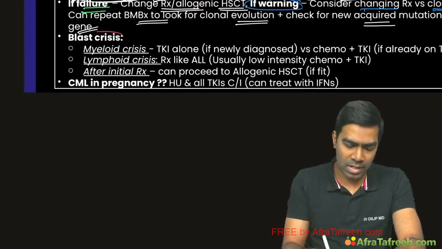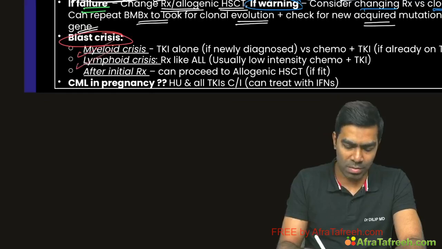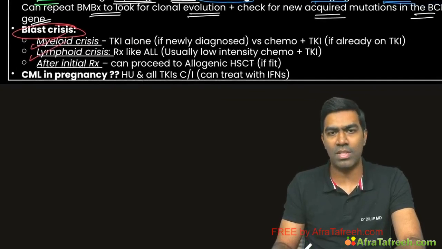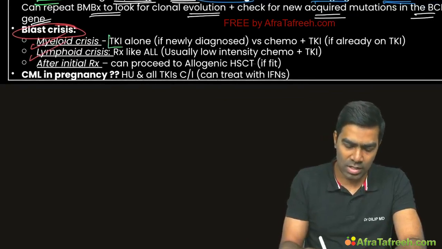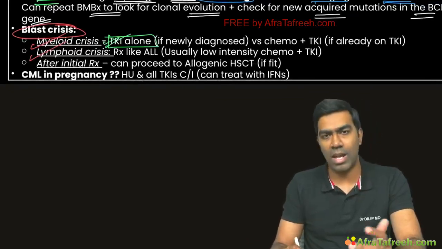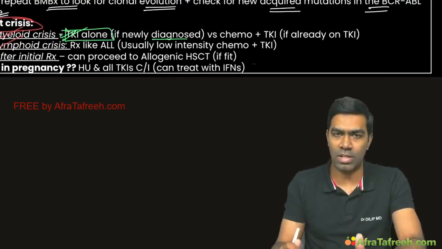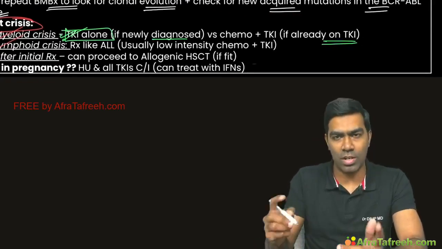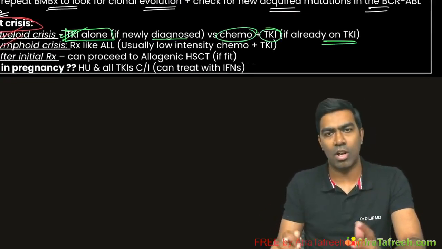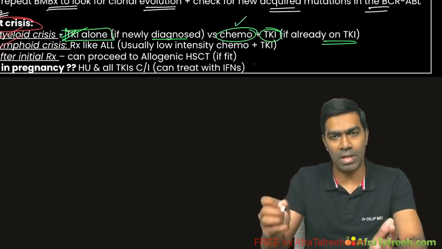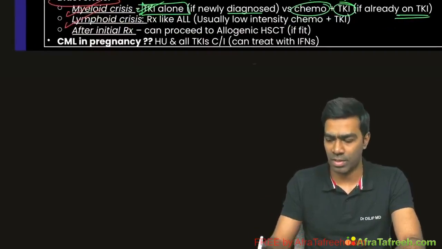If the patient has encountered a blast crisis, as we all know, it could be a myeloid blast crisis or a lymphoid blast crisis. If it's a myeloid blast crisis, then you can consider tyrosine kinase inhibitor therapy alone, in case it's a newly diagnosed myeloid crisis for the first time. But if the patient is already on a TKI and develops a myeloid blast crisis, then you definitely have to consider a combination of chemotherapy, standard AML-like therapy, plus you have to add a tyrosine kinase inhibitor on top of it as well.